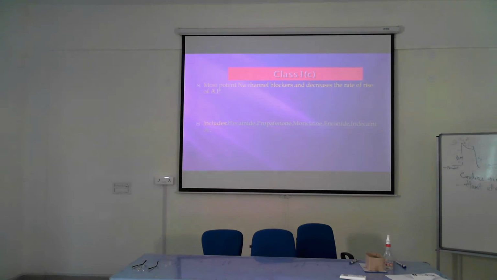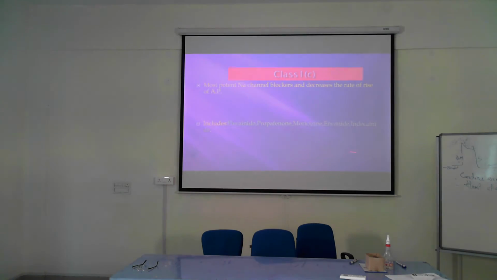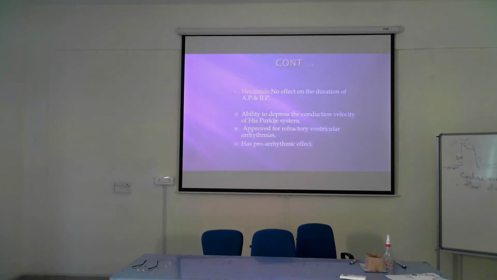and the rate of rise of the action potential is affected here. So the drugs are flecainide, then propafenone, then moricizine, then encainide, then indecainide. So these are the drugs. Please remember the drugs, especially a few of them, which are very commonly used in this category.